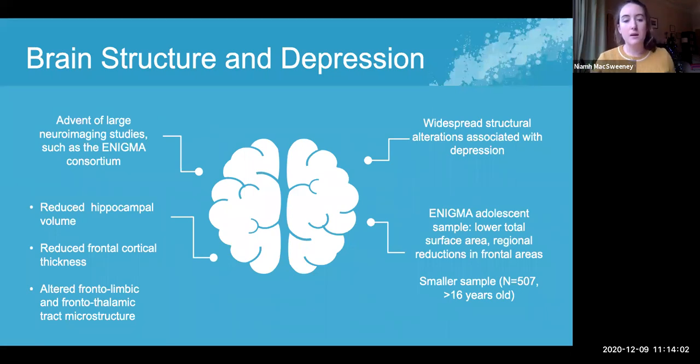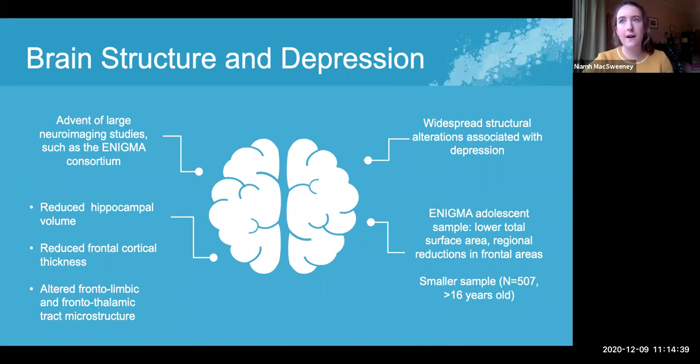Within the Enigma Consortium, there is a sample of adolescents. So this sample has reported lower total surface area, as well as regional reductions in frontal areas. Some of these are similar to what we see in the adult literature, but then there are notable differences, such as the lower surface area, and I'll talk about this later on in the talk. But the thing about the Enigma adolescent sample is that it's relatively smaller compared to the adult sample, and also it's focused on older adolescents.